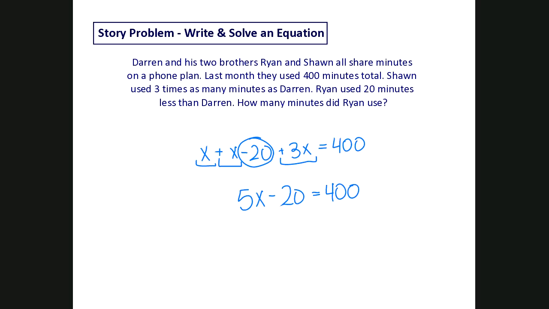Okay, now to solve this equation, first thing I want to do is combine with the 0 pair. So this negative 20 needs to go away. So I combine that with the 0 pair, which is a positive 20. Okay, so I add 20 on both sides. And that cancels out on this side, so I have 5x equals 420. Okay, my last step here is divide both sides by 5. Everybody pull out a calculator and tell me what you get when you divide 420 by 5.